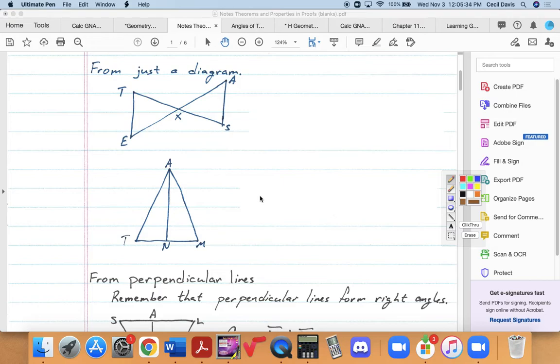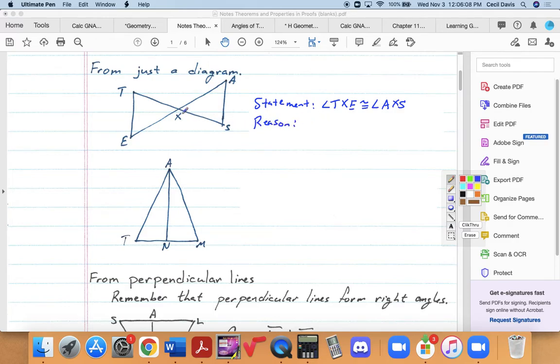Yes, Madeline. Yeah, the vertical angles. Can you name them for me, please? Yes. So our statement will be that angle TXE is congruent to angle AXS. You have to make that chart? No, we're just making a single statement with a reason. We're not doing a whole proof here. These are going to be part of proofs.